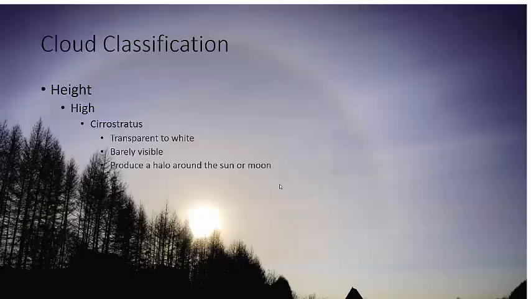Now, here you start to combine names, right? So another high cloud is the cirrus stratus cloud, which sometimes you can't even see. You don't even know a cloud is there. It's just the sun or the moon kind of look fuzzy. And sometimes you can see this halo that goes around it. And that is a giveaway that there is a cirrus stratus cloud there.